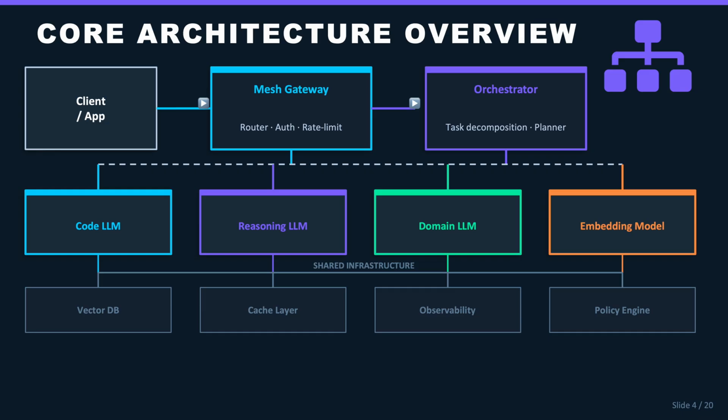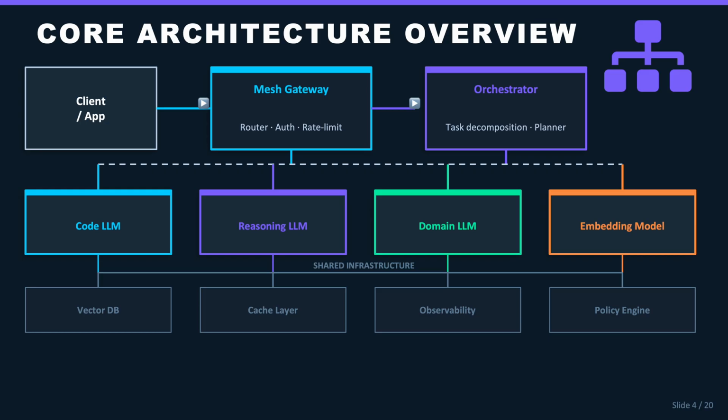From the gateway, requests pass to the orchestrator, which is responsible for task decomposition and multi-step planning. It decides which models to involve and in what sequence. Below the orchestrator sit your 4 specialist model nodes: the code LLM for programming tasks, the reasoning LLM for complex logic, the domain LLM for fine-tuned vertical knowledge, and the embedding model for vector representations.